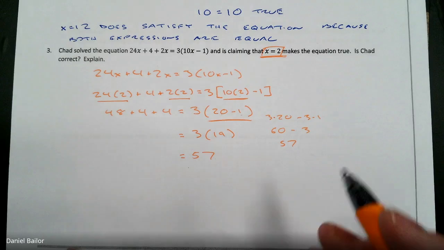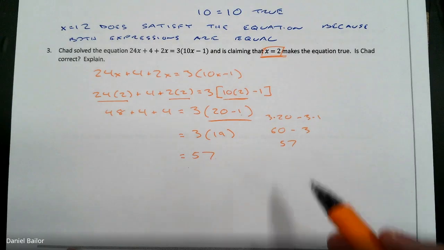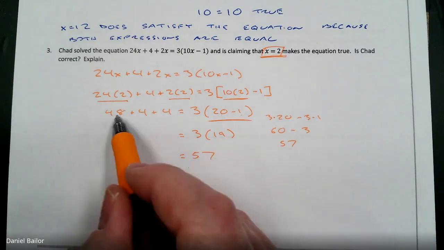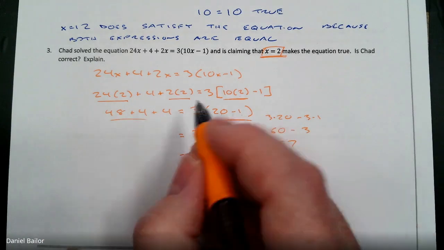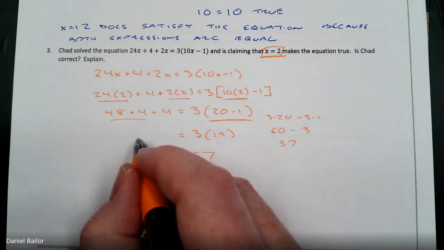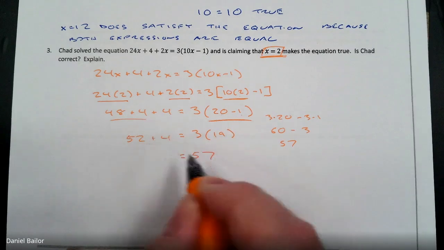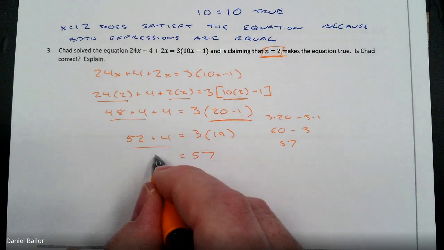You should be practicing doing mental math like that. So we did this side of the equation. Let's do this side also. Let's start with 48 plus 4. 48 plus 4 is 52. 52, then we do 52 plus 4, we get 56.